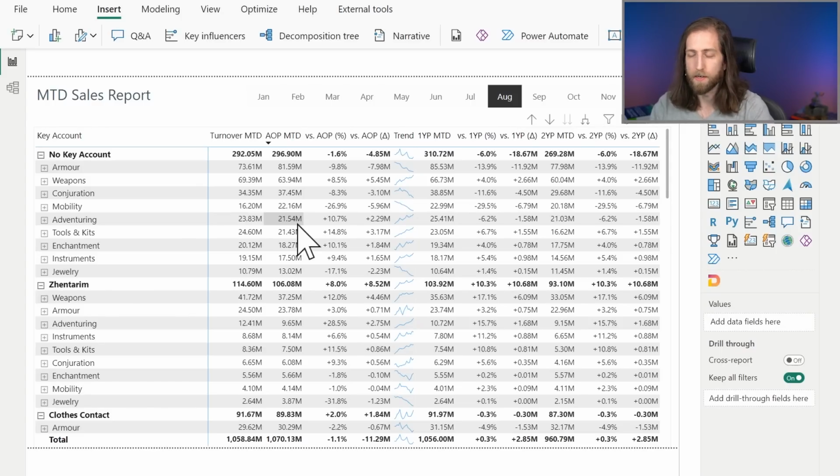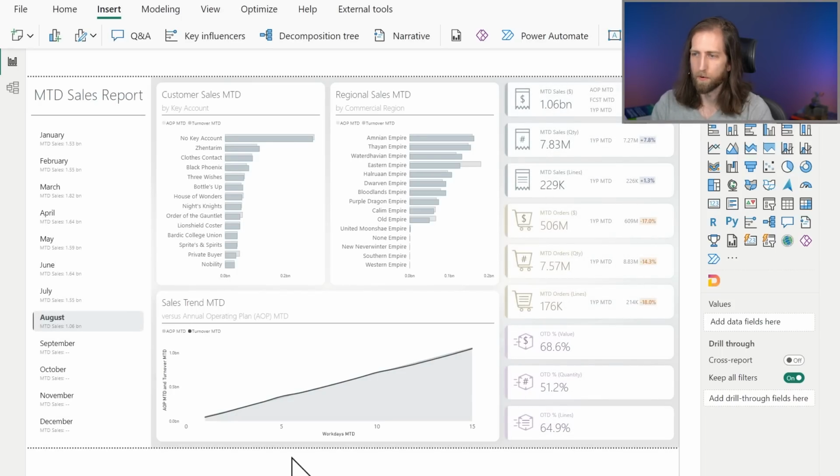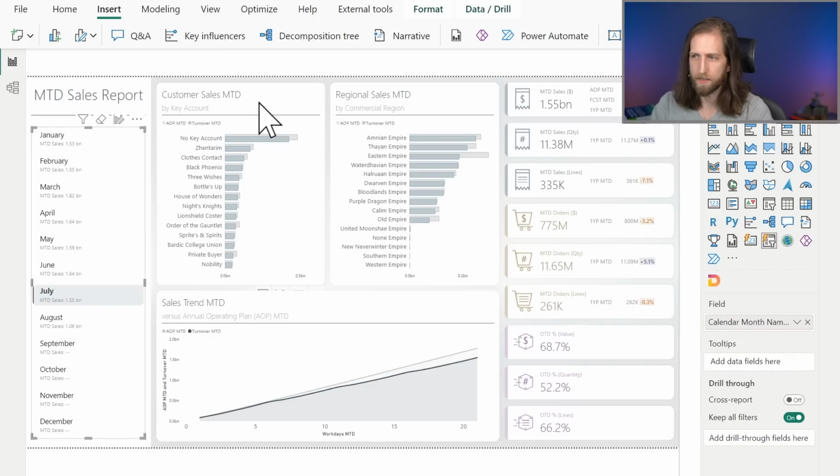We're now going to look at the next example report, which is very different from this one. In the next example, we see that this report has a lot of visualizations. It's a month-to-date sales report that lets us choose the month. We have breakdowns by customer, by region. We see a trend by workday with an area chart.